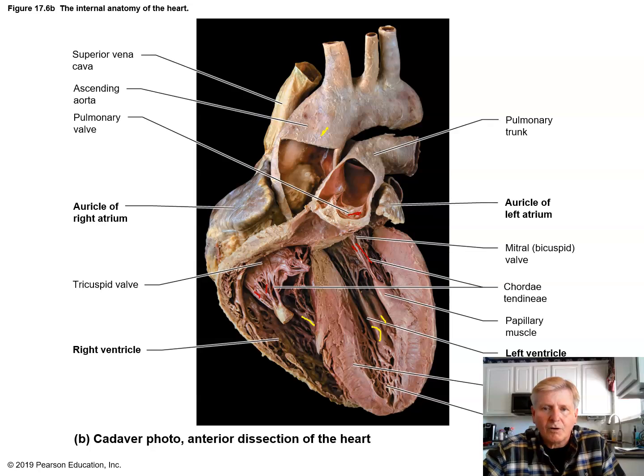Okay, then you have the arch of the aorta, and then your major vessels that come off the arch of the aorta. The brachiocephalic trunk is your first branch. That's number 1. The second branch is your left common carotid artery, number 2. And then the third branch is the left subclavian artery. That's number 3. Okay.